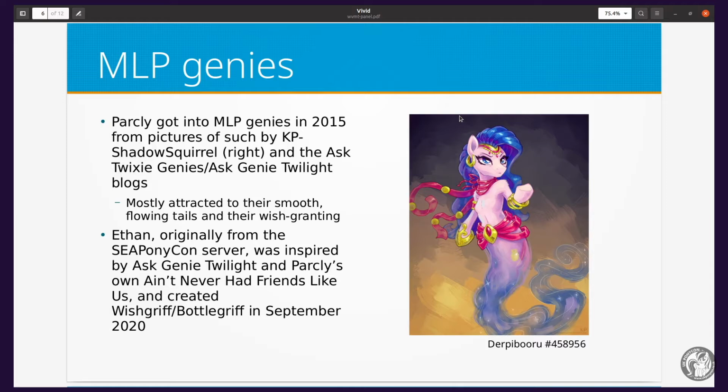So I made my own OC genie, Paclitaxel, because I recently iconified her as well. Now Ethan was inspired by me and the blog that I set up with Northern Verve called Ain't Never Had Friends Like Us, and he created Wishgriff in December 2020. The blog is still running. It's recently got a few updates.